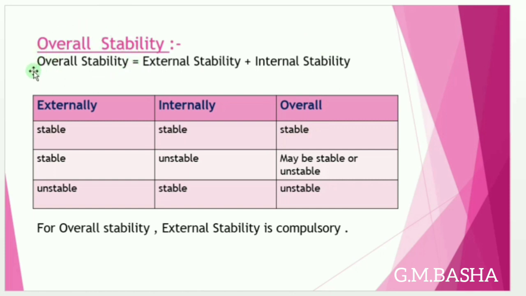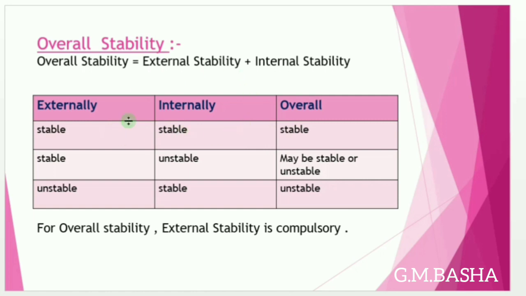Overall stability of trusses means if the structure is externally stable and internally stable, then the structure overall will be stable. So see here in the first point, when the structure is externally stable, to prevent the movement of the body as a whole, we require minimum three reactions. The three reactions must be non-trivial, non-parallel, and non-concurrent.